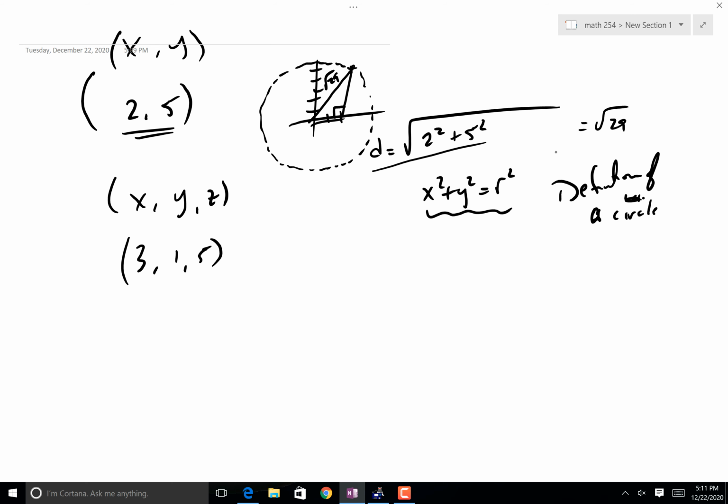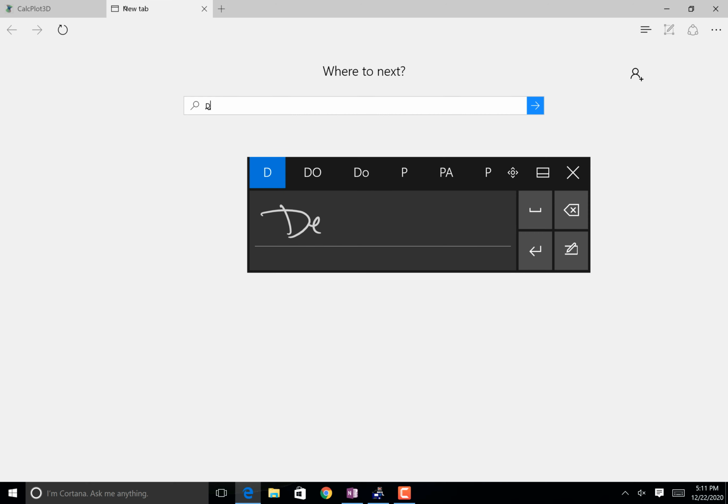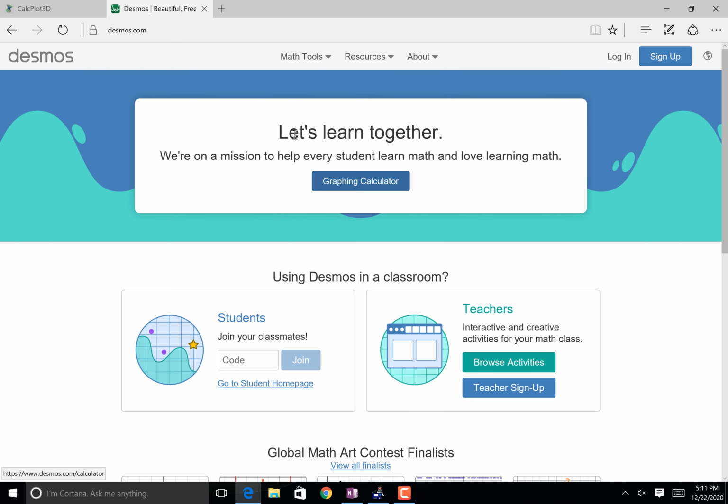Now, it's been a while, and you're like, oh, I don't remember how to do that, Jay. Show me. Desmos is one of my favorite apps. Desmos.com. There it is. Give it to me. Love this little thing. It's the coolest.